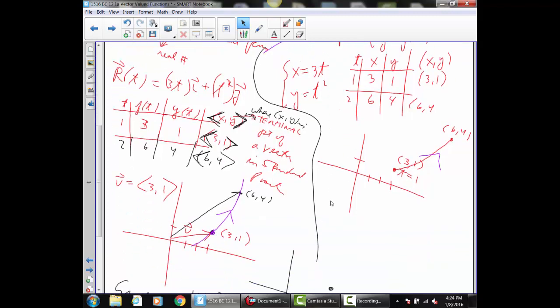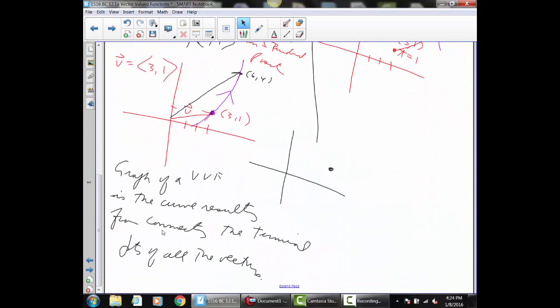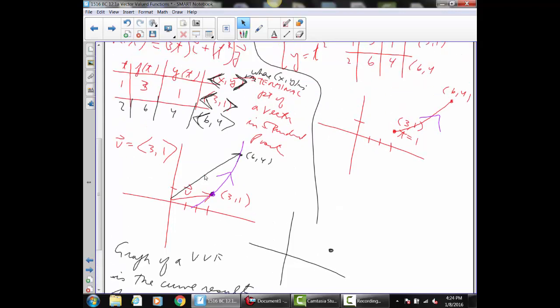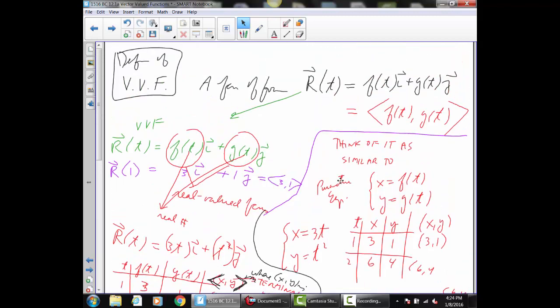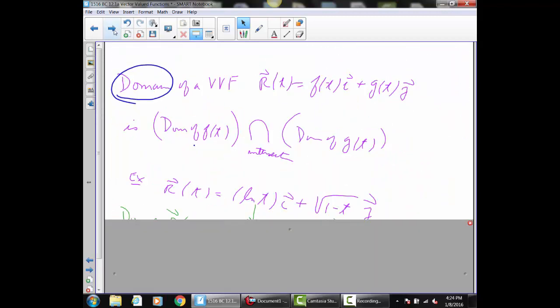And when we graph them, this is the interesting thing: the graph of a vector valued function is the curve resulting from connecting the terminal points of all of the vectors. We just found these two vectors, the vector 3, 1 here and the vector 6, 4 here. The graph of the vector valued function is joining up the terminal points only of all of the different vectors that you will find. So it's the collection of terminal points, and it will have a direction.